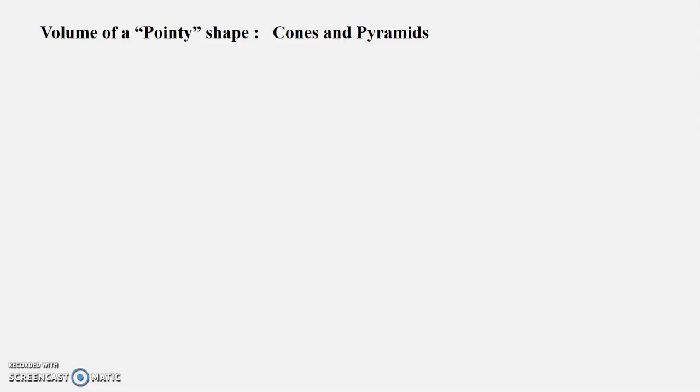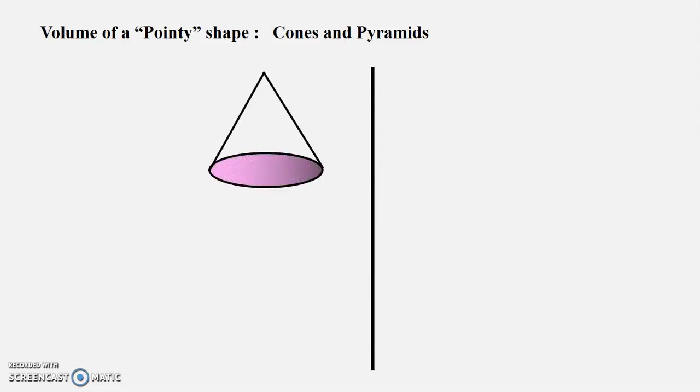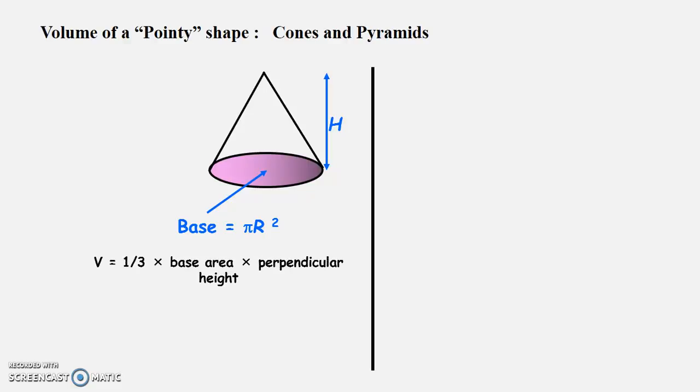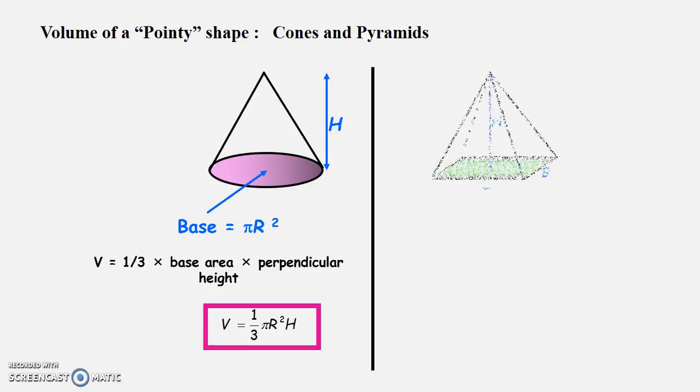So volume of a pointy shape, cones and pyramids. With cones we have our height, our base is going to be pi r squared because it's the area of the circle, and our volume of a cone is going to be 1/3 times the area of the base, so pi r squared, times that perpendicular height, not the slant edge. Okay, height perpendicular, slant edge different. So volume of a cone, 1/3 pi r squared h.